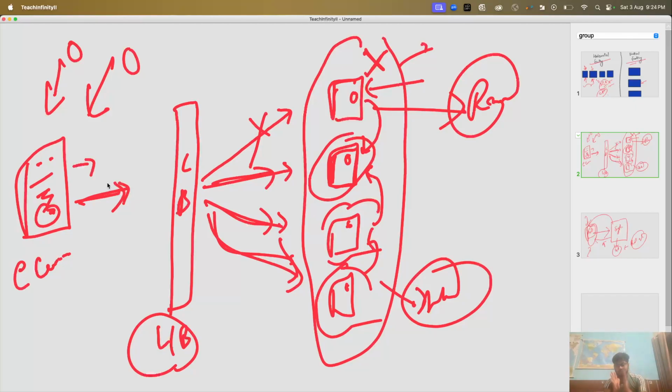Now the question is: when should you use vertical scaling and when should you use horizontal scaling? Let's discuss that. When can you use vertical scaling and when can you use horizontal scaling?